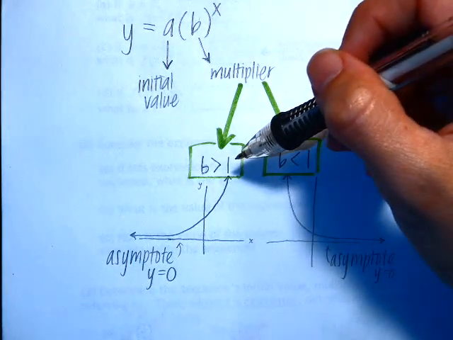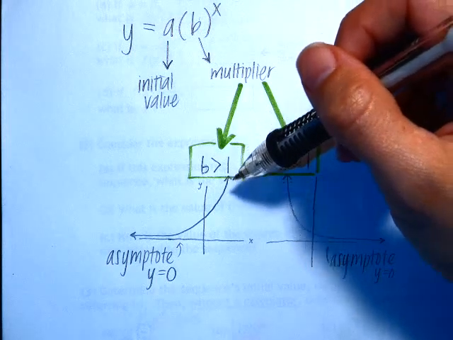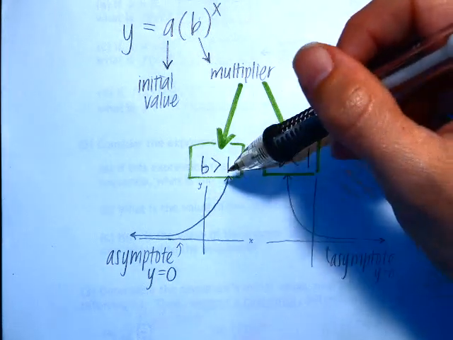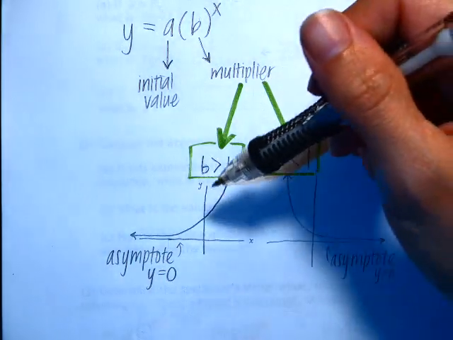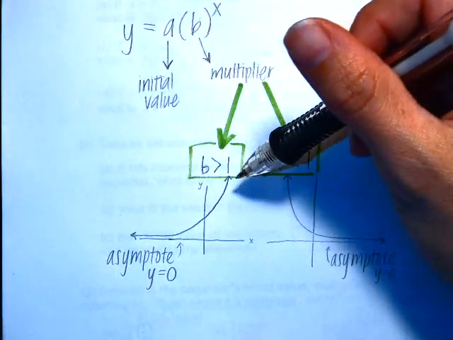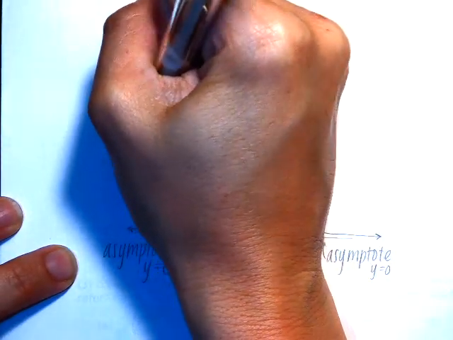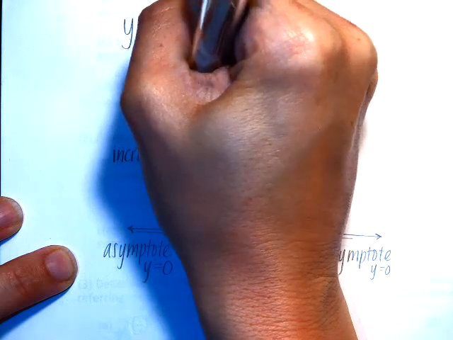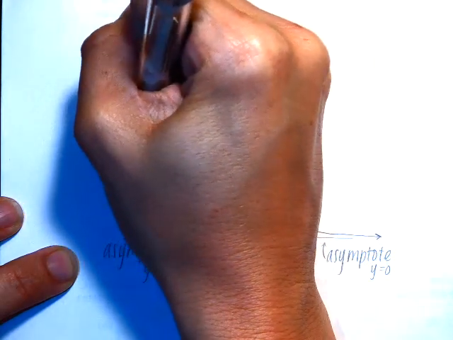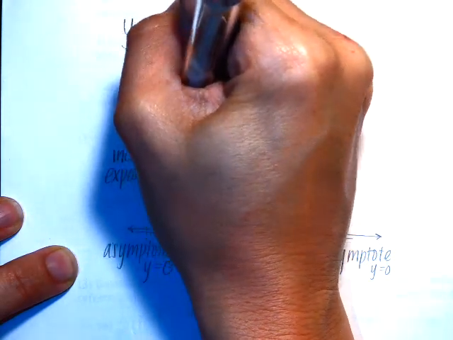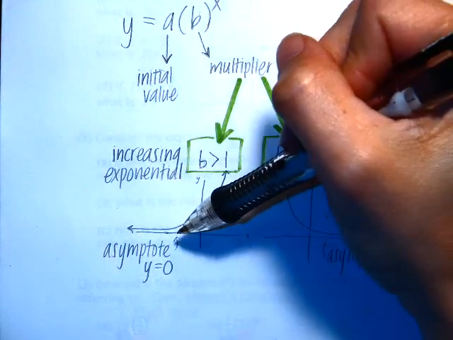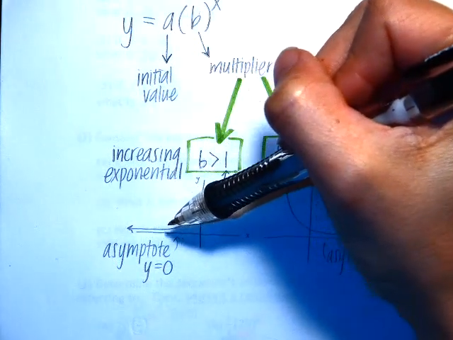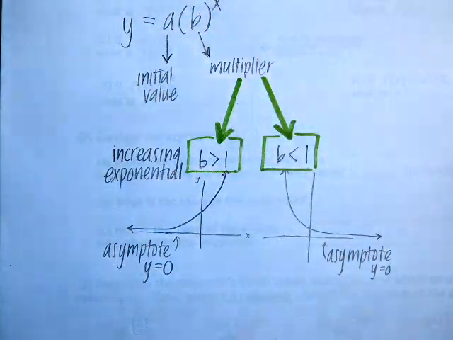Because multiplying by 2, for example, let's say you have 5. 5 times 2 is 10, times 2 is 20, times 2 is 40, times 2 is 80, times 2 is 160. The values are getting bigger and bigger, and those values really are just your y-coordinates. So that's why we call this shape the increasing exponential, because both the multiplier is increasing and the shape of the graph is increasing. The graph starts out flat and gets bigger and bigger as you go to the right.